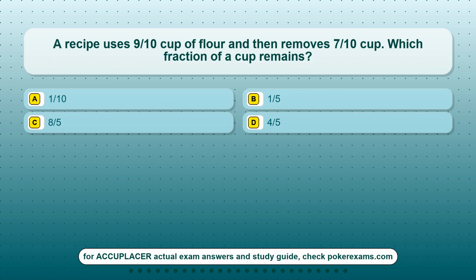Question 10. A recipe uses 9/10 cup of flour and then removes 7/10 cup. Which fraction of a cup remains? Option A, 1/10. Option B, 1/5. Option C, 8/5. Option D, 4/5.